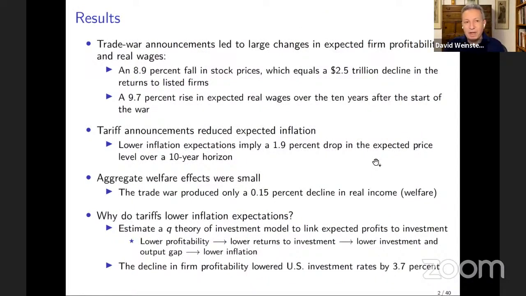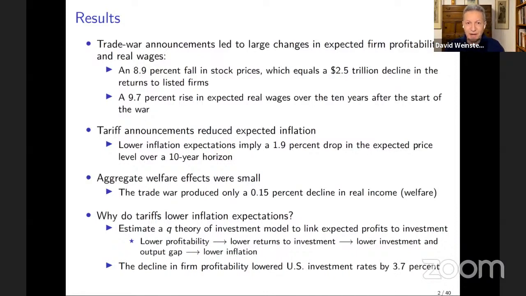So let me just quickly summarize the main results from this exercise. We find that trade war announcements led to large changes in firm profitability and real wages. One of the findings from our event study is that these trade war announcements led to an almost 9% fall in stock prices. Since we're working with the full set of listed firms in the US, that equals a $2.5 trillion decline in the returns of listed firms. So it's a big movement in stock prices.